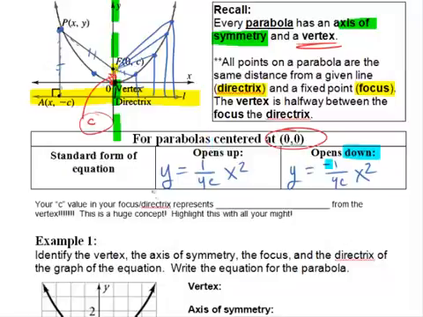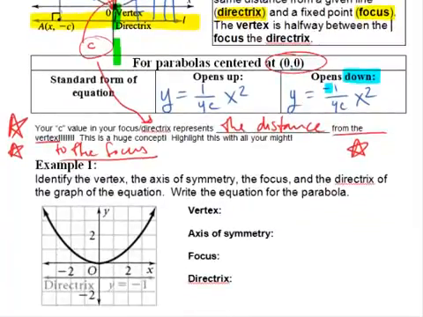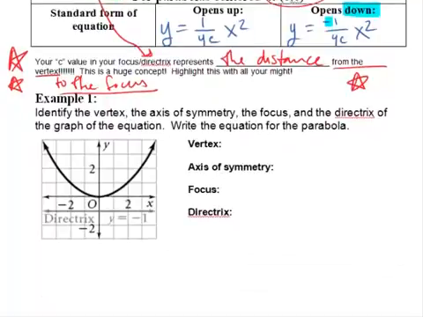This c value, which again is being mentioned again, represents the distance from the vertex to the focus. Distance from the vertex to the focus. So this is actually a really key idea. This is going to come up whenever we graph and whenever we write equations. So let's talk about this basic shape here. Let's try to identify some of these pieces.